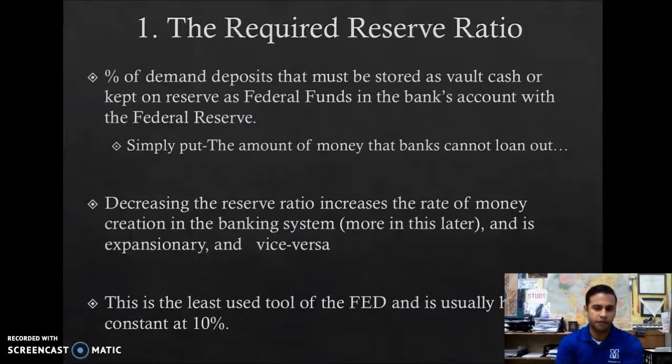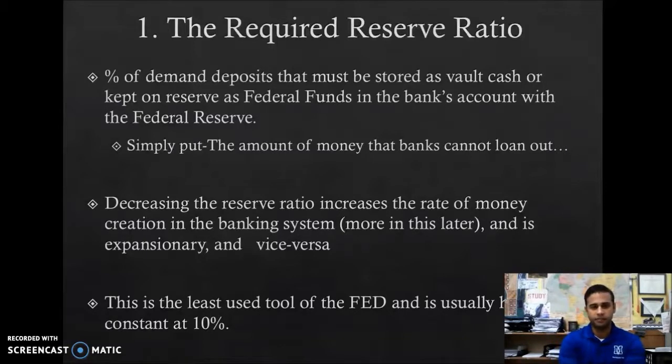Decreasing the reserve ratio increases the rate of money creation in the banking system. We'll learn about exactly how that is later. The purpose of today is to just create all of the relationships. In the future, when we do fractional reserve banking, we're going to see behind the scenes why these things are true. So decreasing the reserve ratio increases the rate of money creation in the system and is expansionary, and vice versa.